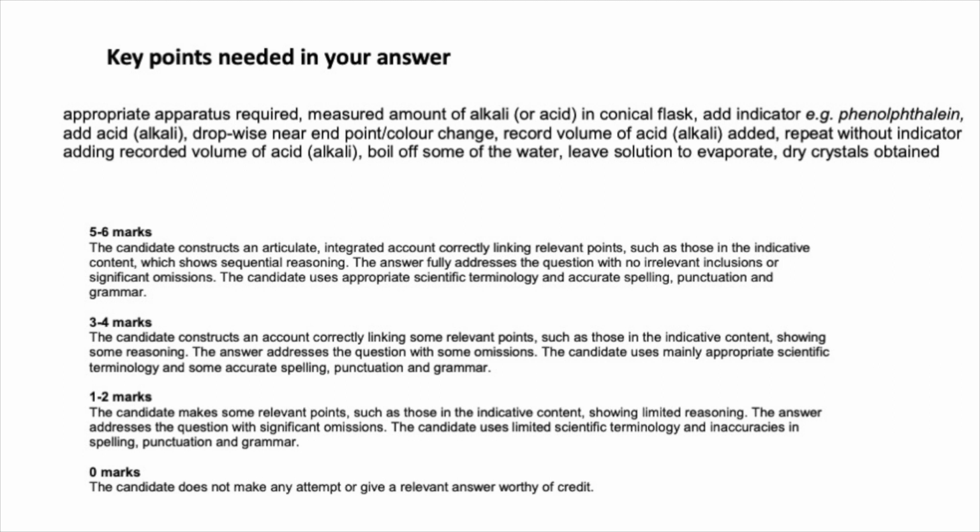Now the way this question was marked was, if you constructed a very articulate account and you linked virtually all these points together, you would get between 5 or 6 marks. If you linked some of these points together, but there were a few omissions, you get 3 or 4 marks. And if you had some relevant points, but there were lots of omissions from the key content that I've pointed out here on this slide, you would get between 1 or 2 marks.